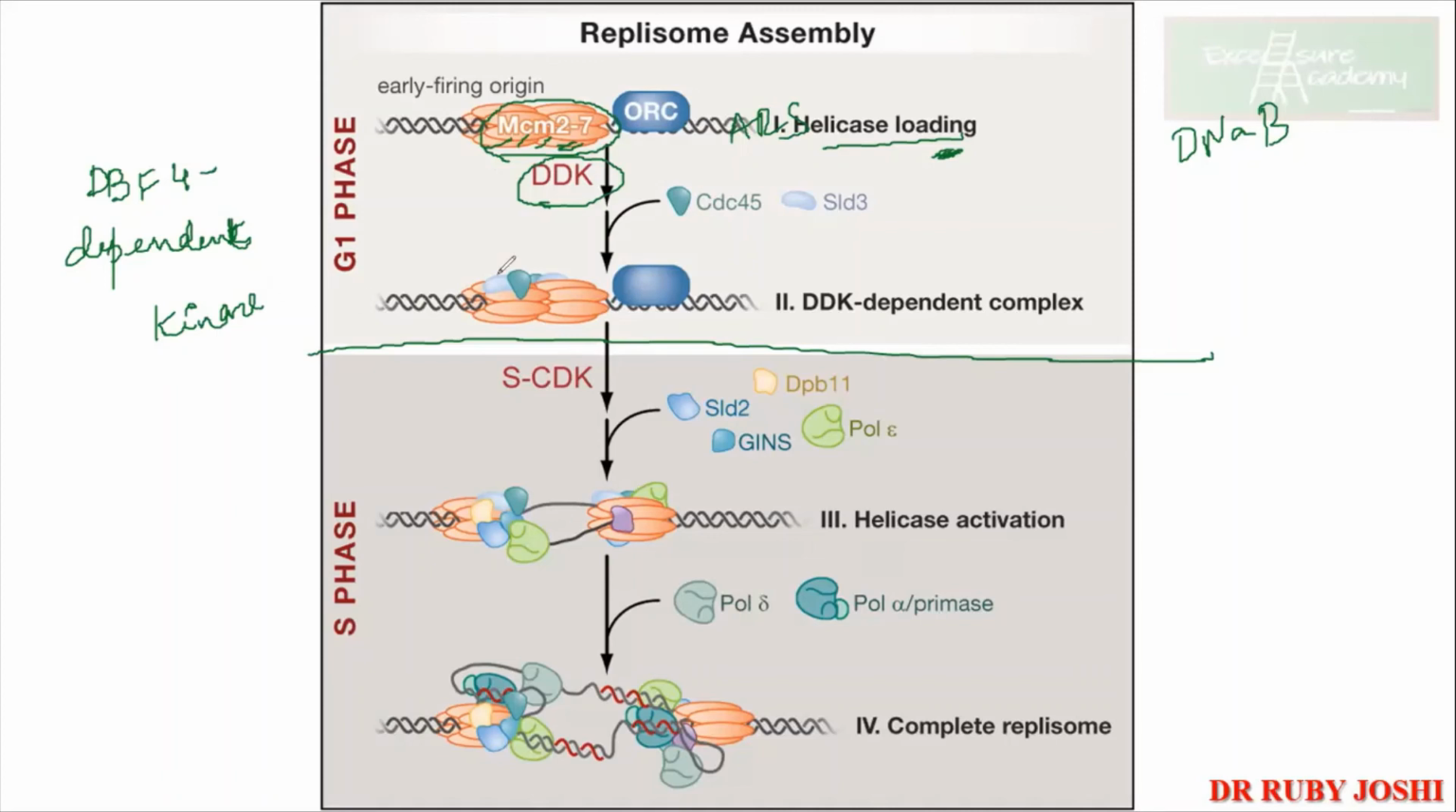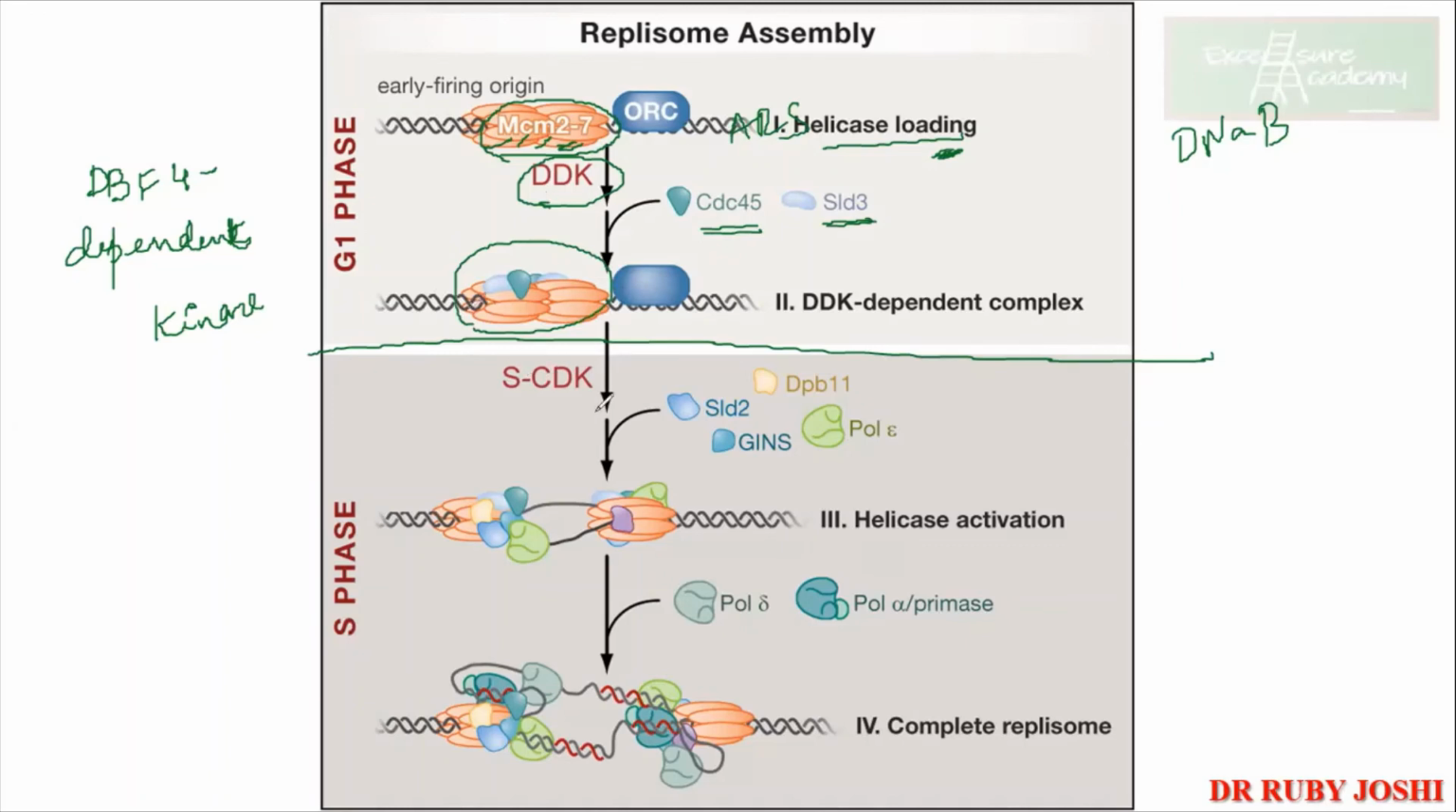Okay. So now DDK is helping in the recruitment of your CDC45 and SLD3. Now CDC45 again, it is cyclin dependent, cyclins 45 है. ठीक है? So they are part of your cell cycle regulatory proteins. Now what is happening? The complex is being formed. Can you see? On to the MCM27, CDC45 and SLD is coming and bound to the helicase. So what exactly is happening? They are going to help in the helicase activation.